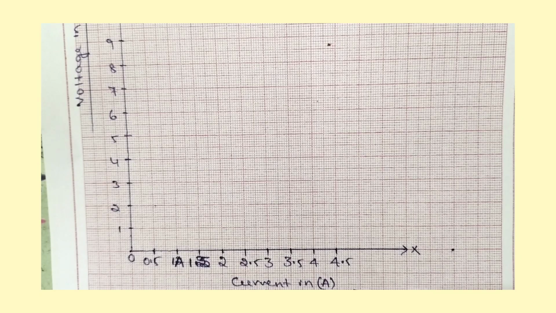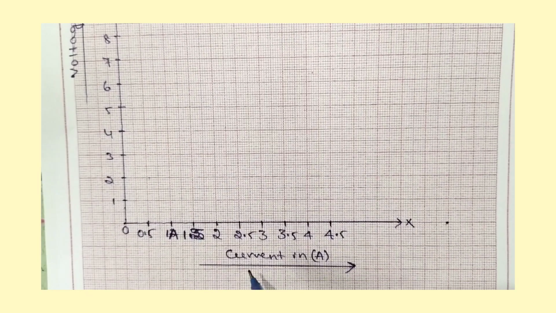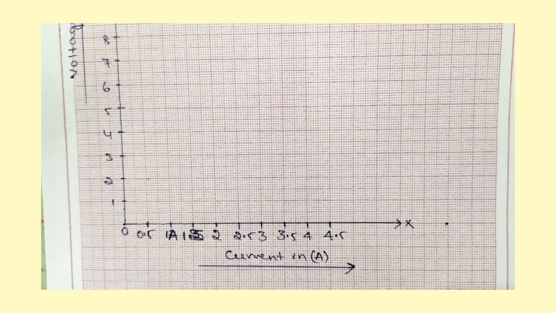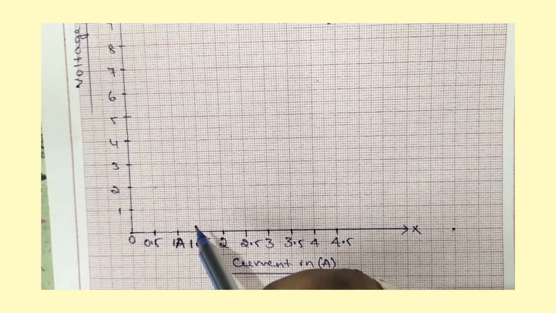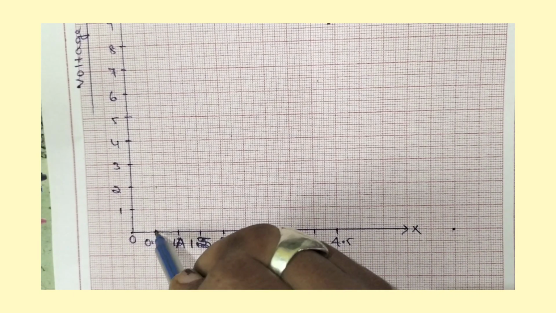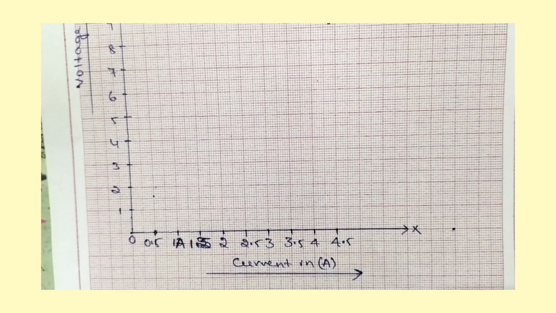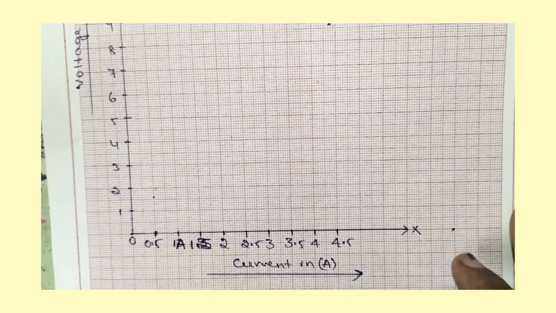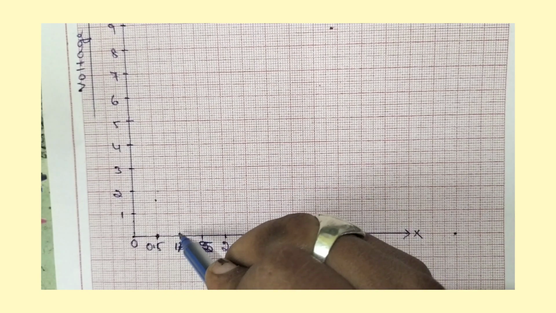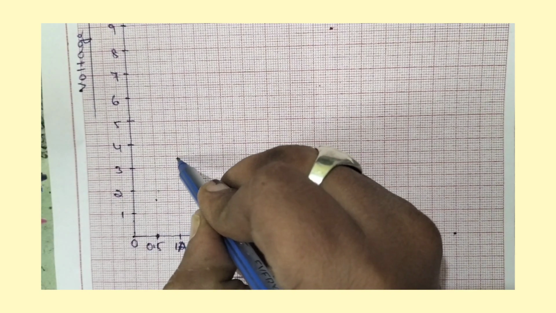So let us draw the graph for voltage versus current, with voltage on the y-axis and current on the x-axis. Let us start: if the current is 0.5 ampere, then the voltage will be 1.6. So current 0.5, voltage 1.6. We have to mark here. Then if the current is 1 ampere, then the voltage will be 3.4. Current 1 ampere, voltage 3.4.